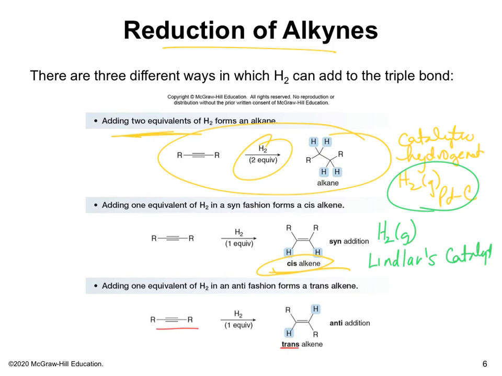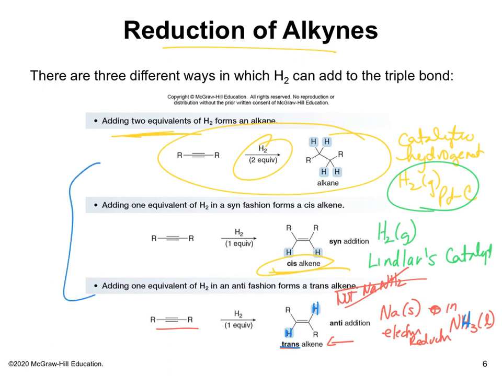trans. So if you want a trans alkene, so you want to stop at the alkene, you're going to have to use sodium metal in liquid ammonia. Now keep in mind, this is not sodium amide. If you do that, that's going to be wrong. That's a base. This is an electron reduction reaction. The source of the hydrogen here is actually the ammonia. But that gives you trans.